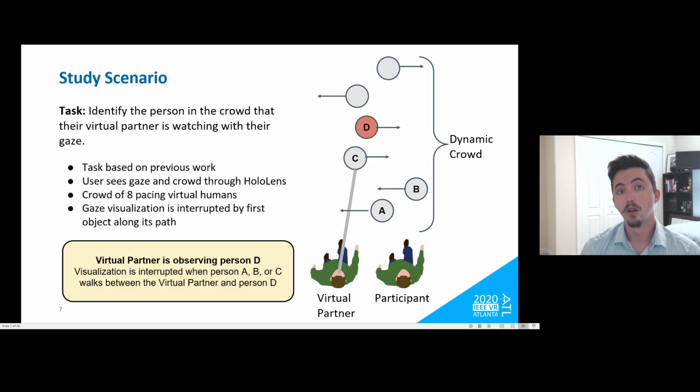What makes this difficult, though, is that the gaze visualization is based on depth information, so it collides with the first object along that virtual partner's gaze path. So if we look at the figure on the right side of the screen here, we see that our virtual partner is observing person D. However, when person C crosses in front of that path, it will temporarily look like the partner is watching C instead of D. Additionally, when persons A or B, who are closer, cross this path, it will temporarily look like the partner is looking at A or B as well, until they clear the path, then it resumes focus on person D. So it's kind of a difficult task.